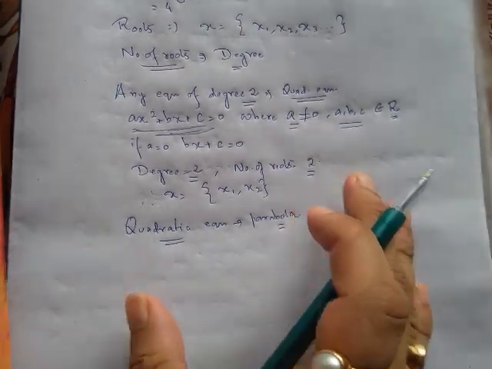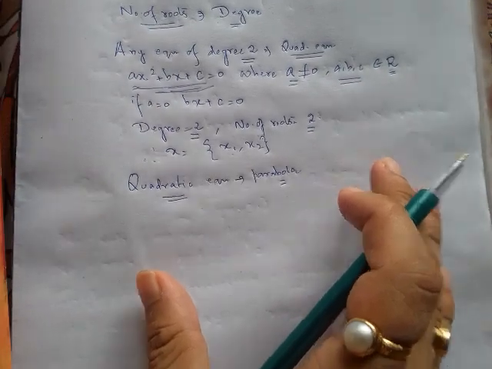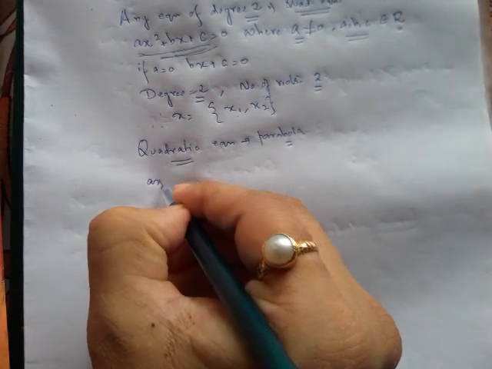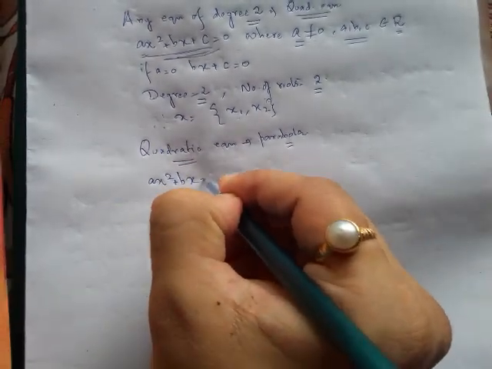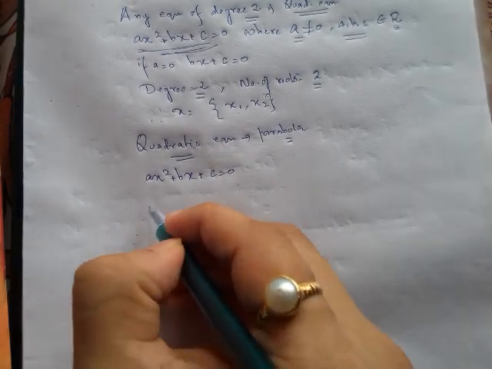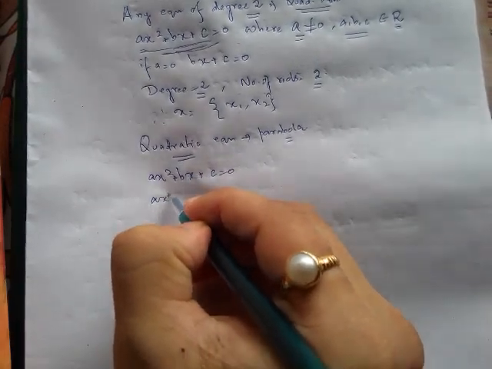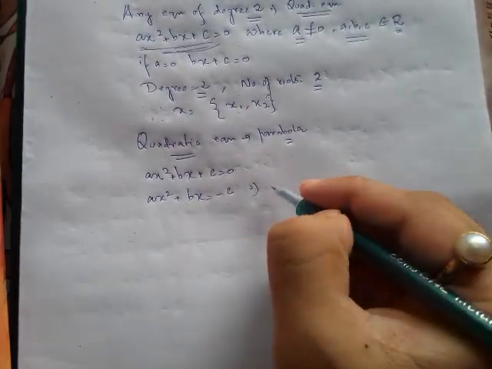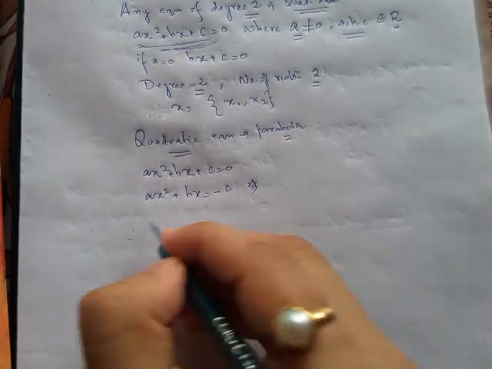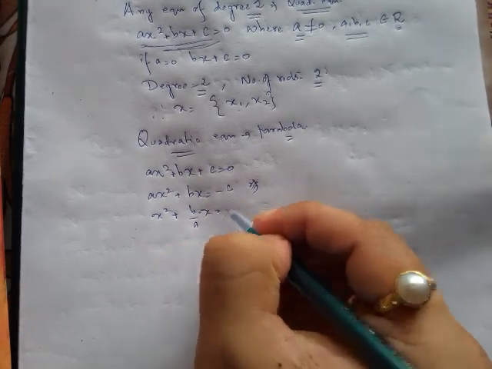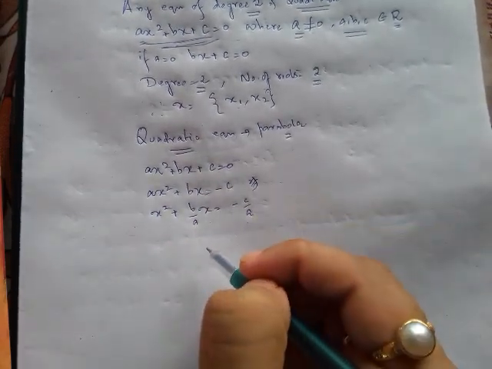Now next we will derive the expression for roots of a quadratic equation. Alright, so let us write down the general form of a quadratic equation. ax square plus bx plus c equals to 0. Now let us do some rearrangement. ax square plus bx equals to minus c, or that implies, what we can do is divide both sides by a. So that will give me x square plus b by a x equals to minus c by a.